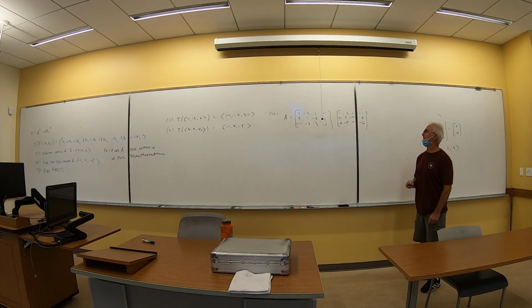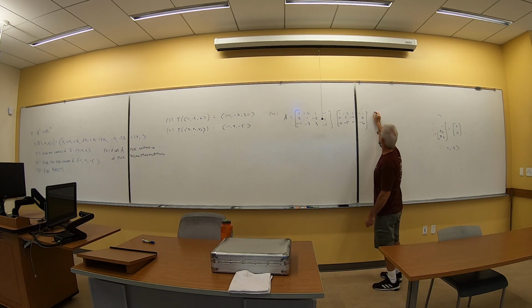I noticed something here. So if I take row 2 and I add it to row 3, I'm going to get a row of zeros.